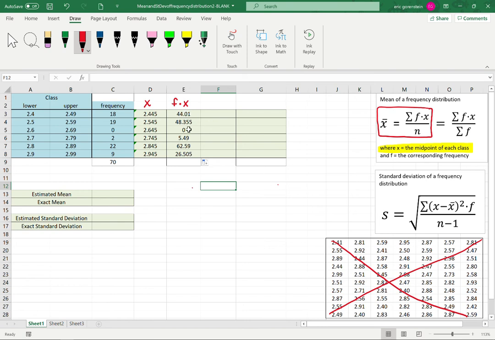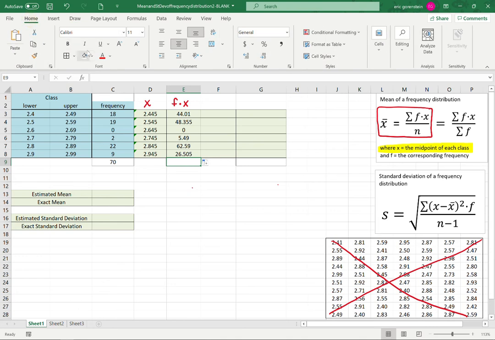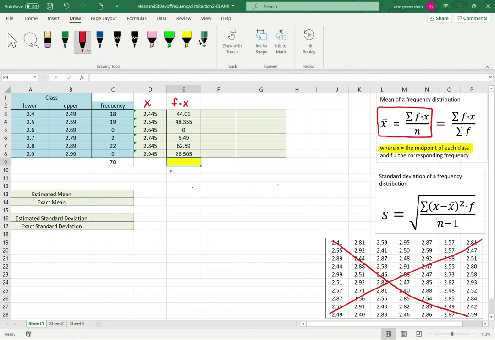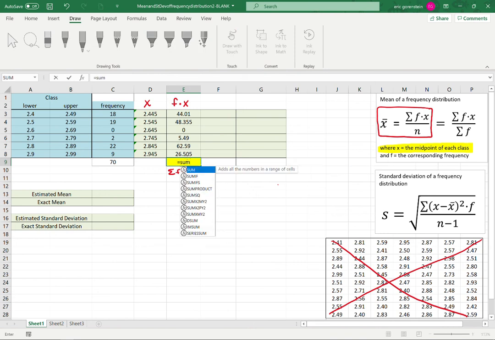Okay, so step 1, multiply f times x, then add them up. So I'll put that down here in this cell, and we could make this cell a different color. Let's use yellow down here. So we're going to add them all up. So in this cell, we want the sum of f times x. So I'll use the sum function, sum, parentheses, select the data. So we're taking E3 up through E8 and adding them up.